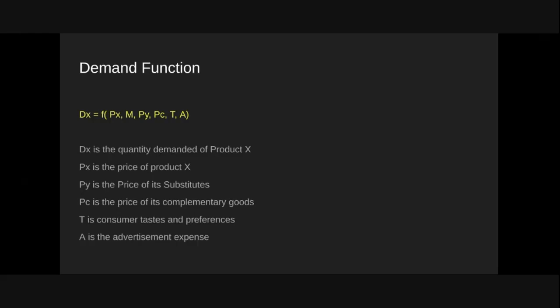So the demand for any product is a function of several things. It is not only a function of price, but also of various non-price determinants, which we discussed in detail in the last video. So if we want to state the function of demand, it can be stated as Dx is a function of Px, Py, Pc, T, A. This is how we can state the function of demand.